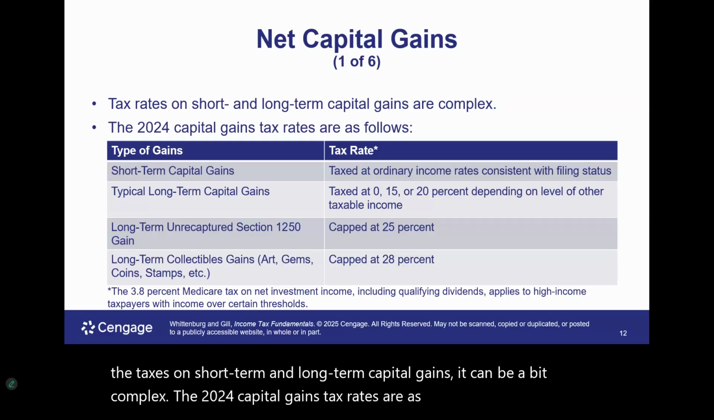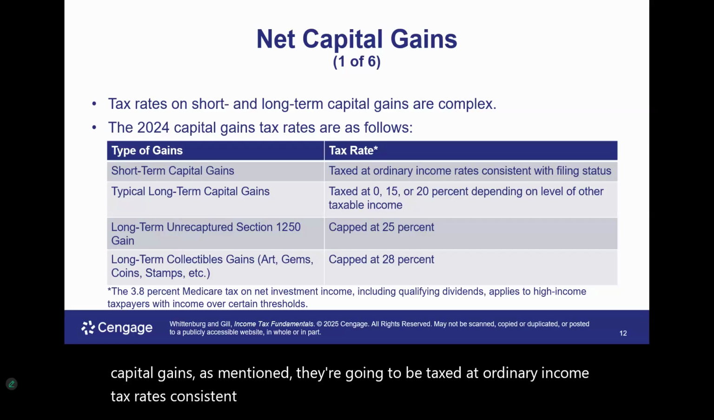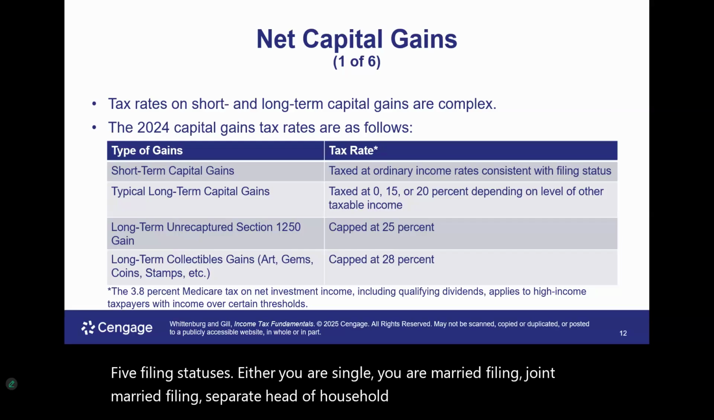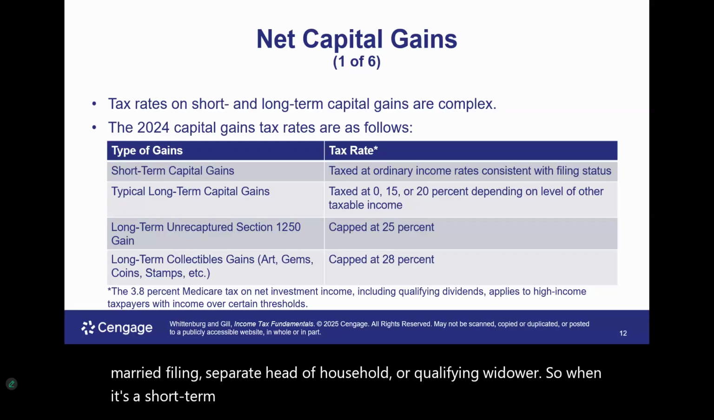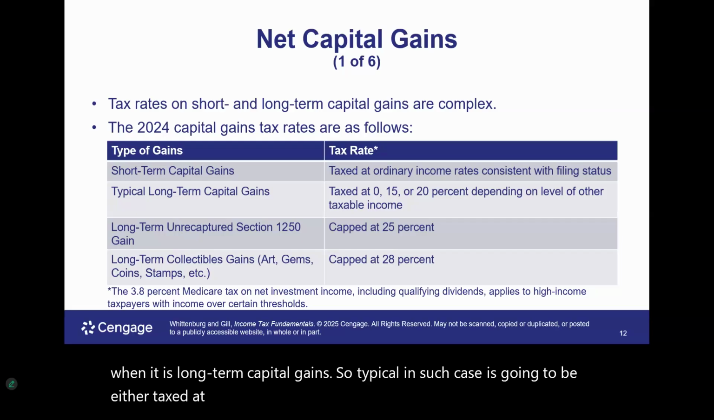So short-term capital gains, as mentioned, are going to be taxed at ordinary income tax rates consistent with what your filing status is. As we know, there are 5 filing statuses: either you are single, married filing joint, married filing separate, head of household, or qualifying widower. So when it's a short-term capital gain, your ordinary tax rates are going to apply. When it is a long-term capital gain, in such cases it is going to be either taxed at 0, 15, or 20%, depending on the level of other taxable income.